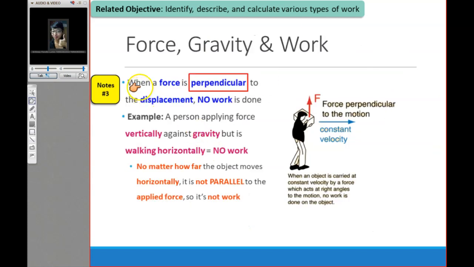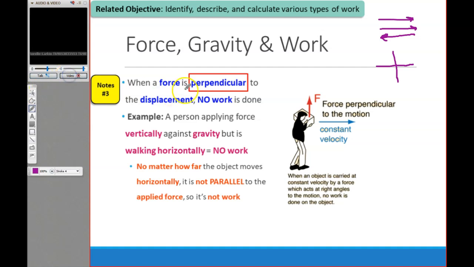Okay? All right, so that being said, when a force is perpendicular, remember we talked about how parallel means the lines never touch, right? They go in the same direction or the opposite direction, but they never touch. So parallel, we know what that is. However, when they are perpendicular, meaning that they're at right angles to each other, then no work is done whatsoever. There is no work done.